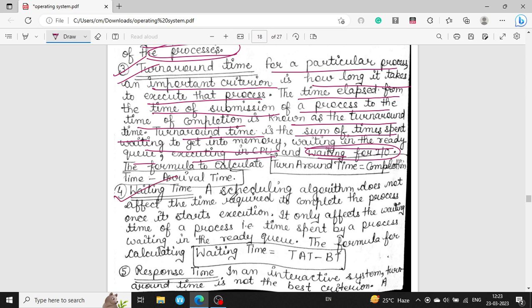Now, waiting time. A scheduling algorithm does not affect the time required to complete the process once it starts execution.